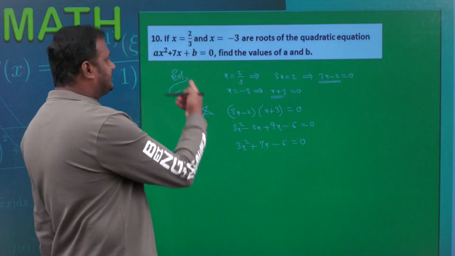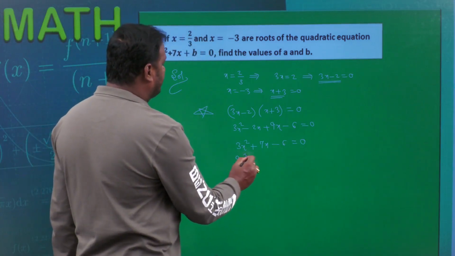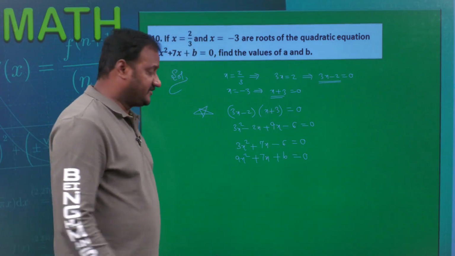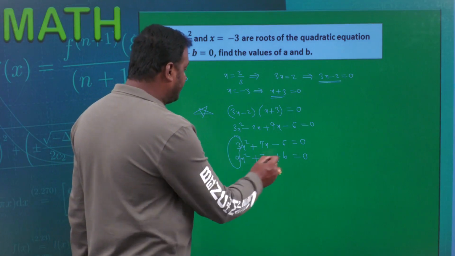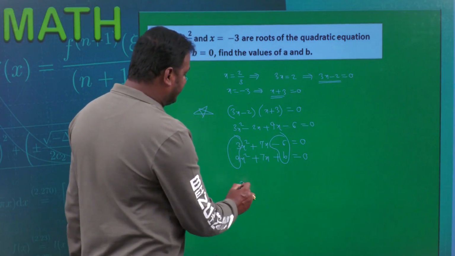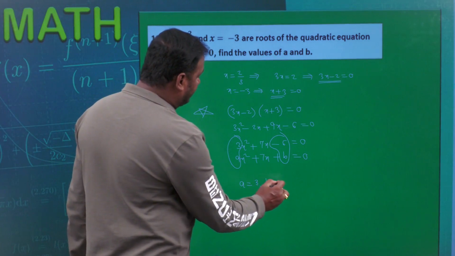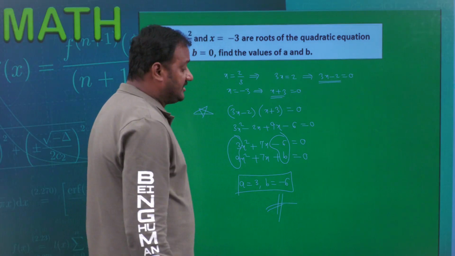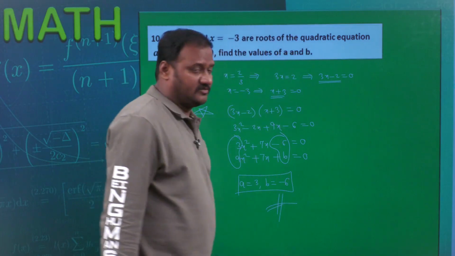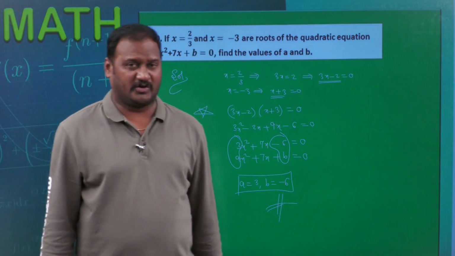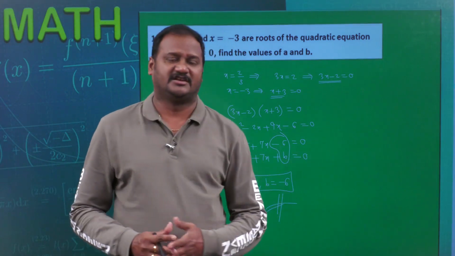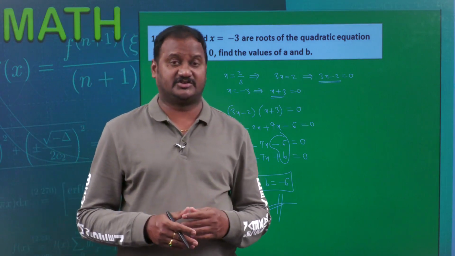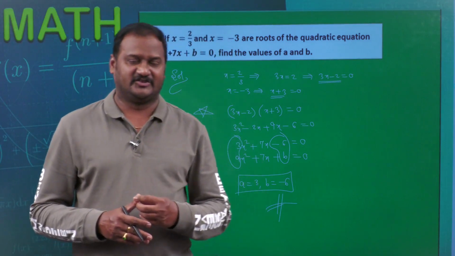Now you can compare this with ax square plus 7x plus b is equal to 0. Then what are the values of a and b here? a is equal to 3 and b is equal to minus 6. So how easy this problem is! This way we can answer one mark problems given in quadratic equations. These are nothing new, but you need to remember all the formulas and strategies which we used in the chapter on polynomials. Then you feel pretty much easier.